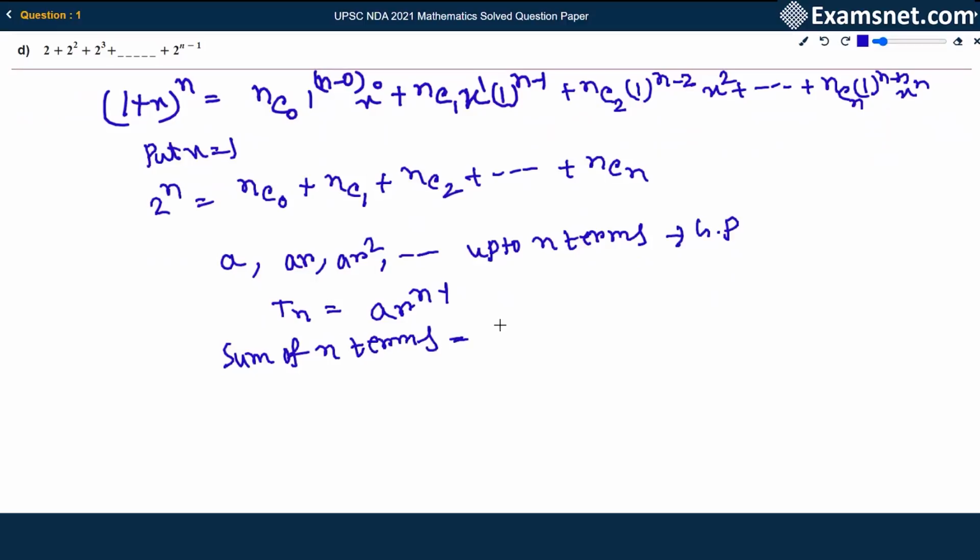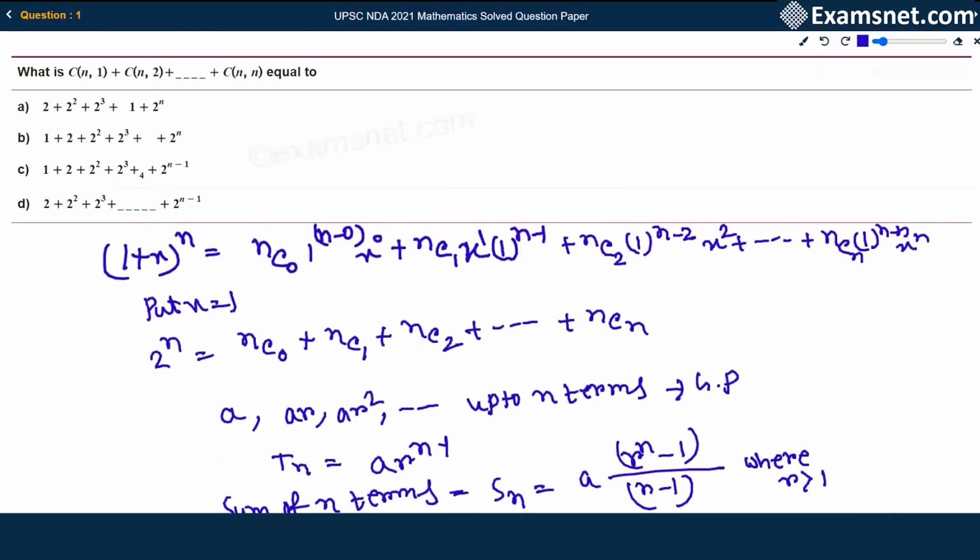Also, if I try to find the sum of these n terms, the formula is a multiplied by (r^n - 1) by (r - 1), where r is greater than 1. Okay, so these are a few concepts we will use later in the solution part. That's why I have discussed them beforehand. Now let's start with the solution.